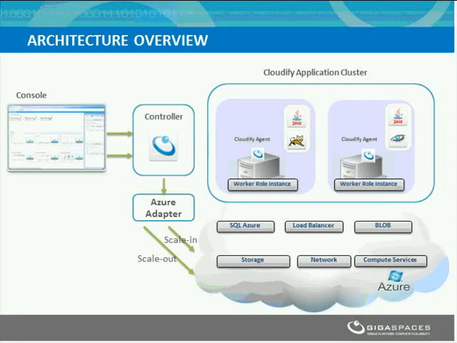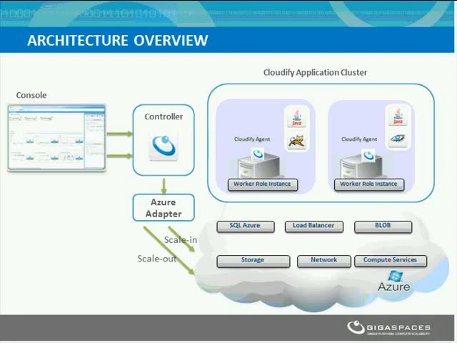Now, once we've gone through that initial step, we're going to end up with something like this. We're going to have the Cloudify controller, which is basically a REST service, which acts as a gateway to the entire Gigaspaces Cloudify environment on Azure. This is how we can monitor the application. This is how we can deploy the application. We'll use that endpoint as the gateway to the Azure environment.